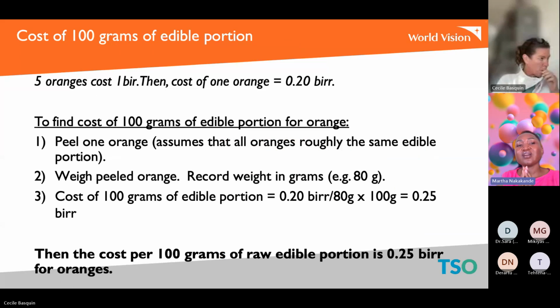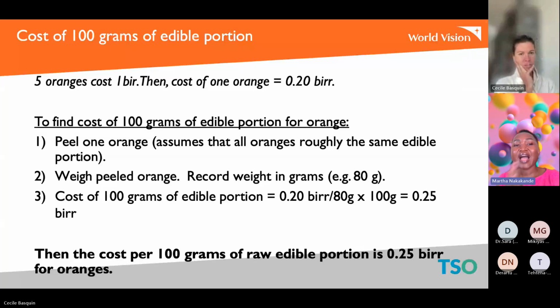So for example, oranges. You buy 5 oranges and maybe they cost 1 birr. So the cost of 1 orange would be, I hope that's how you write the word birr, the Ethiopian birr, right? Is it double R or single R? Double R, you are correct. So 1 orange will cost 0.2 birr.